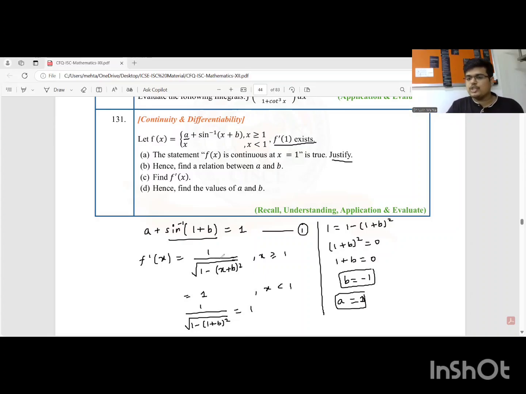With that, we complete this session, students. We are done with all questions of derivatives and continuity and differentiability. You have to practice similar questions, students. Especially the graph-based questions from continuity and differentiability can come as an MCQ. So be prepared for that.